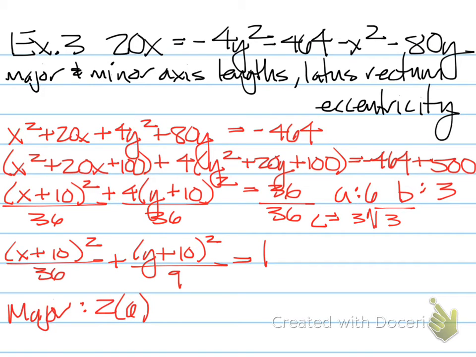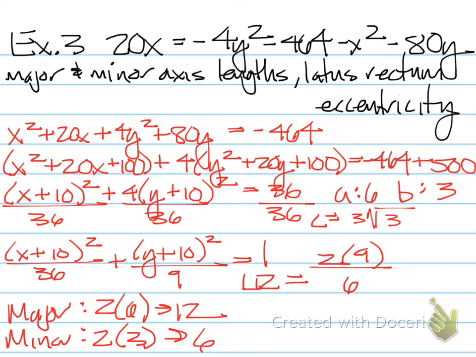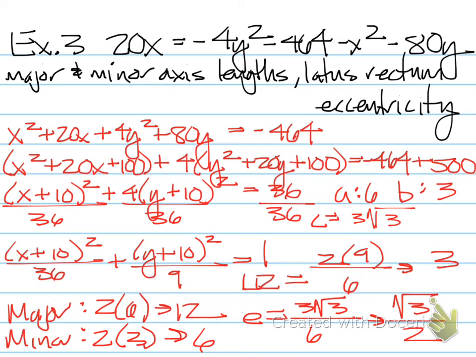The major axis is going to be 2 times a, which is 2 times 6, 12. The minor axis, 2 times b, 2 times 3 is 6. The latus rectum is going to be 2 times b squared over a. B is 3, 3 squared is 9, 9 times 2 is 18, and then a is 6, so 18 divided by 6 is 3. And then the eccentricity is c divided by a, 3 root 3 over 6. It will simplify to root 3 over 2.